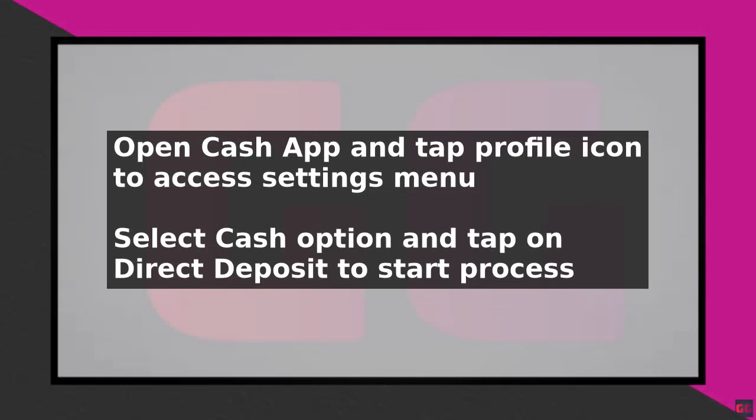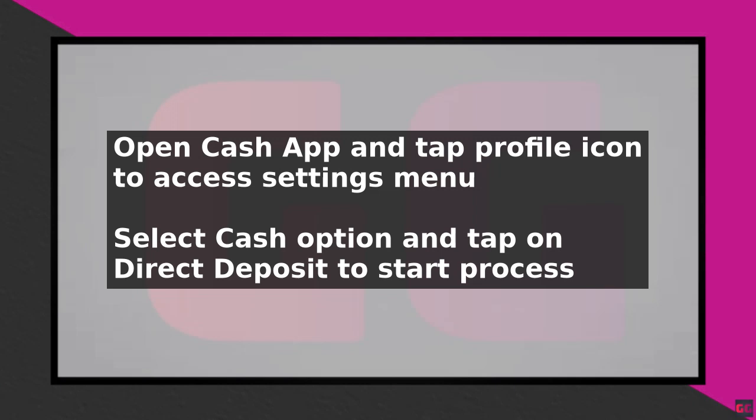To set up direct deposit for your Cash App account, start by opening the Cash App on your mobile device and tapping the profile icon in the top left corner. This will take you to the Cash App settings menu where you can access various features, including direct deposit. Next, select the cash option from the menu and then tap on direct deposit.